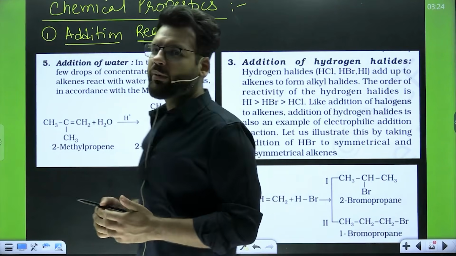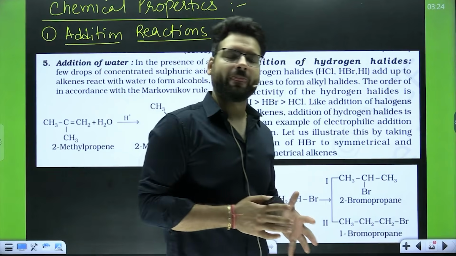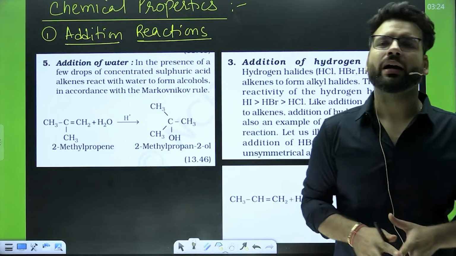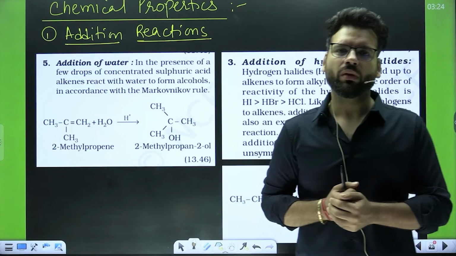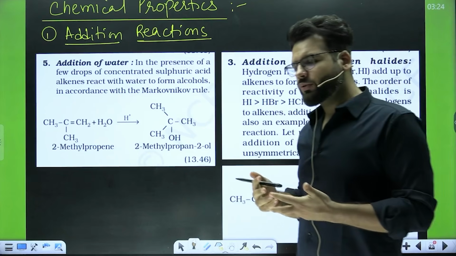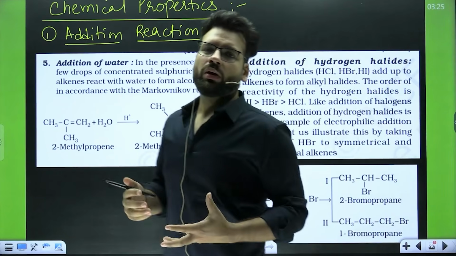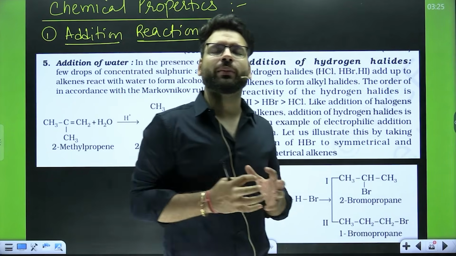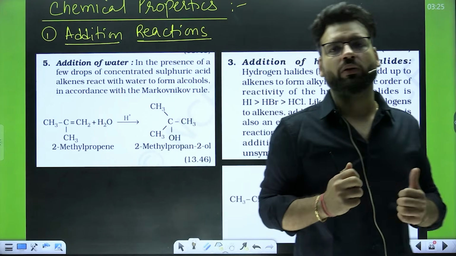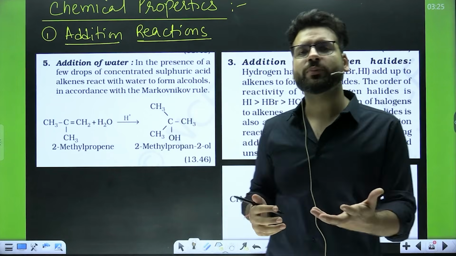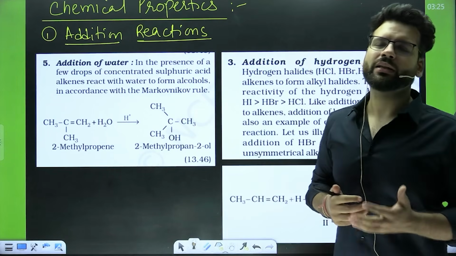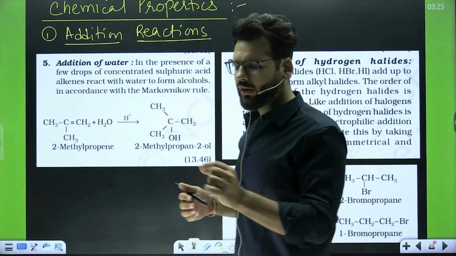Now coming to the chemical properties of alkenes and alkynes. Major properties that they show are addition reactions. Because they have a pi bond, they are electron rich in nature. So electrophiles add on them very readily. Electrophiles are electron loving species, mostly H plus or Br plus. They will add on them, giving you electrophilic addition reaction.